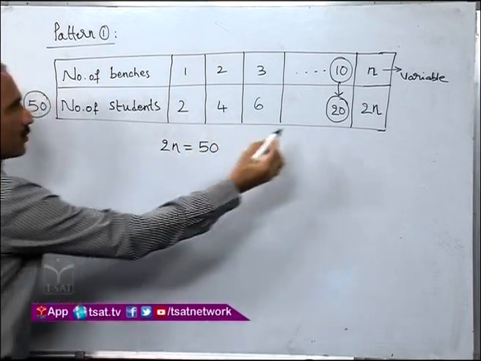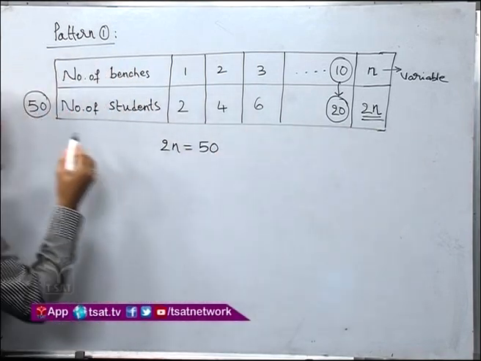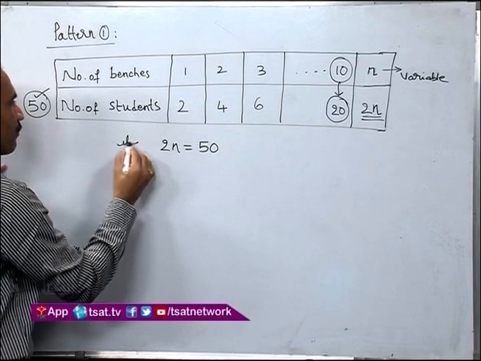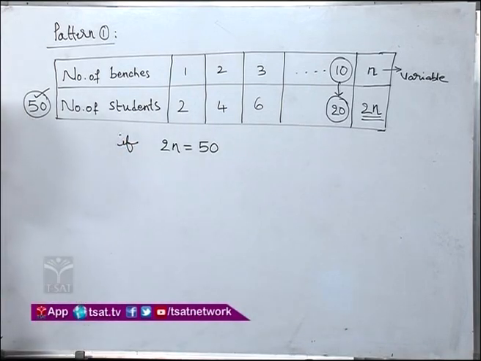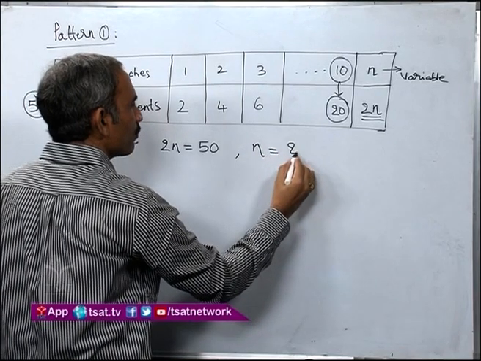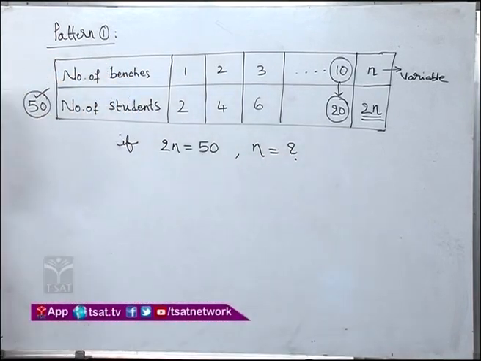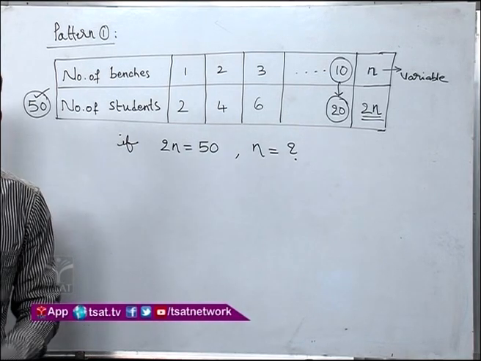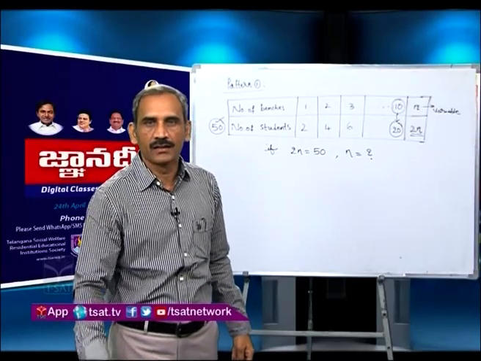This 2n is the number of students. How many students do I have? 50 students. That means if 2n is equal to 50, what do I have to find? The number of benches. That means n is equal to how much? Is it clear? Right. Now, let us come to the second pattern.